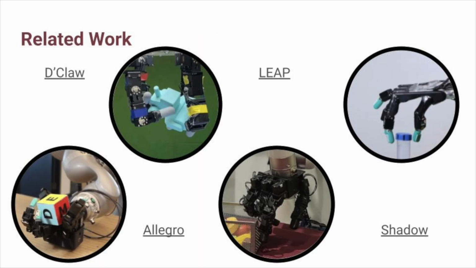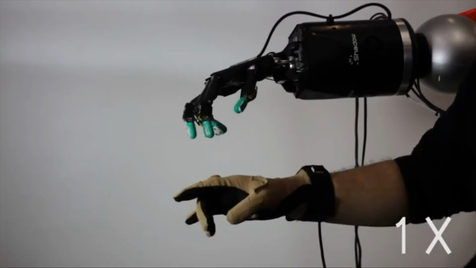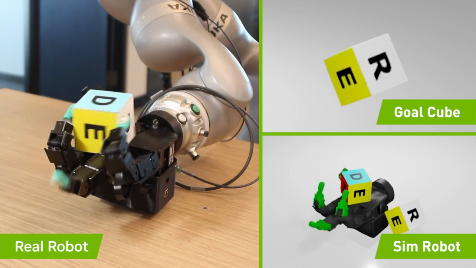Thanks for that introduction, Pierre. I'm Alessandro, and before even the first RL model can be trained, we reviewed a number of related works to understand what current research can accomplish and better inform our iteration process. Here's a list to name a few: DClaw, Shadow, Allegro, and Leap.